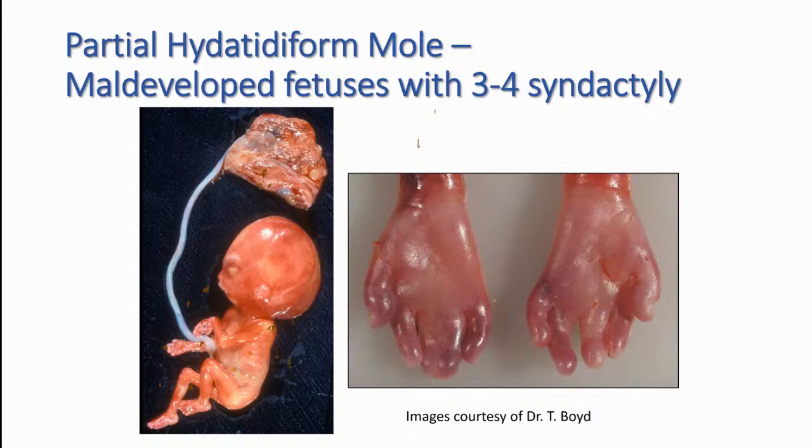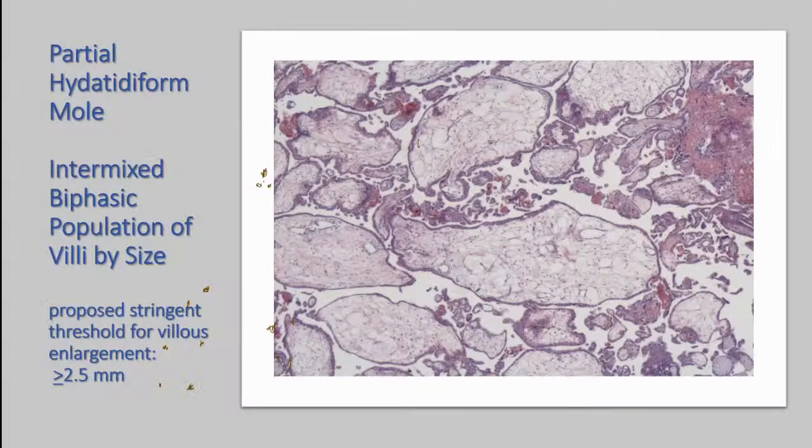The fetuses are often abnormal. The key and most consistent finding is syndactyly, particularly 3-4 syndactyly. One of the developmental dysmorphologists that I work with always says the differential for 3-4 syndactyly is partial mole, and partial mole. Very, very few other things have syndactyly in such a consistent fashion, particularly 3-4 in the hand.